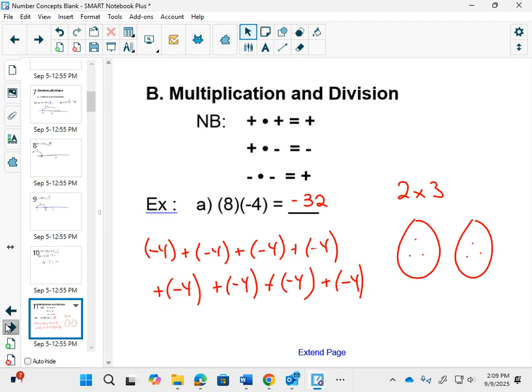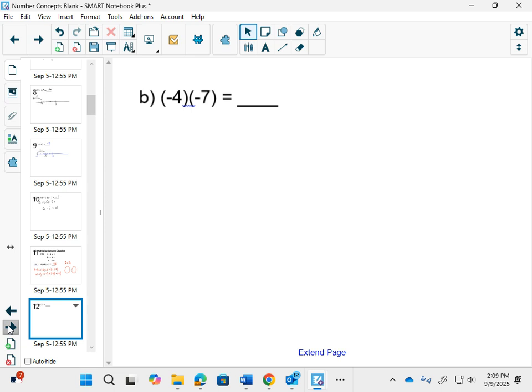So then, for negative times negative, we're not going to try to think of groups anymore, but we're going to remember that a negative number times a negative number is going to be a positive number. And that's just rules of math. Some things are just rules of math. So a negative times a negative will always be positive.